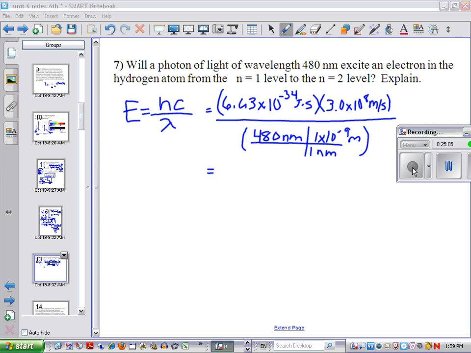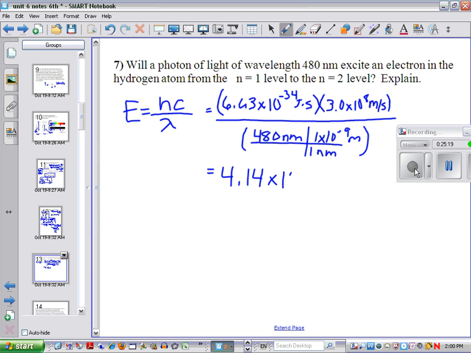That's a double cliffhanger right there for you. That's 4.14 times 10 to the negative 19 joules. So this is the amount of energy that we have. This is the energy they're telling us we have.